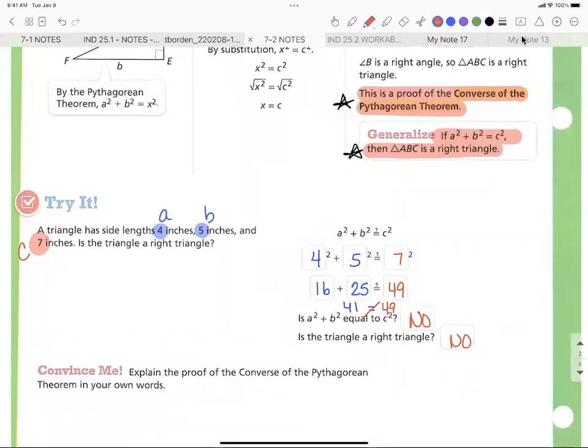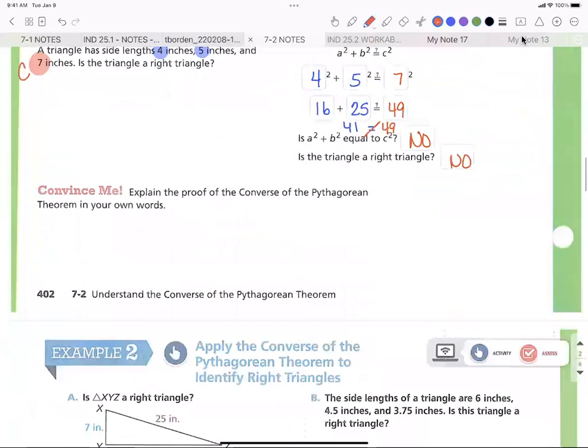Explain the proof of the converse of the Pythagorean theorem in your own words. Remember, that's just stating this. Just saying that if you can prove that a squared plus b squared equals c squared, then you've proved it's a right triangle. You don't have to write that. I just wanted to point that out again.